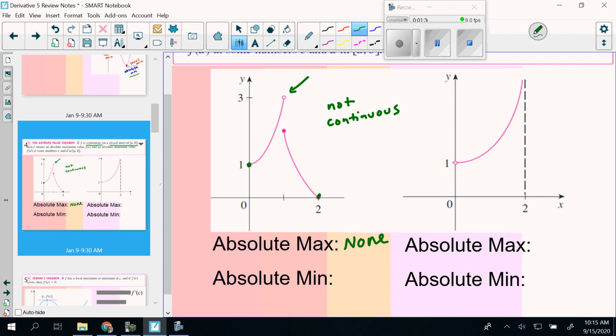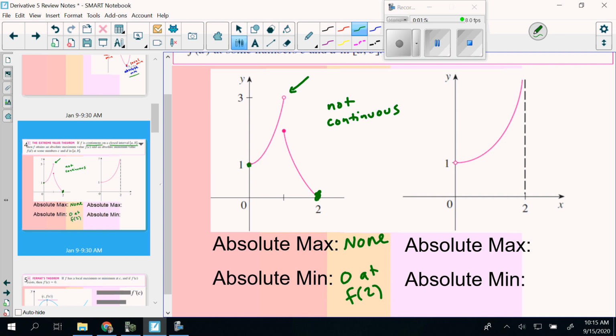Now, does this have an absolute min? Yeah, we do have an absolute min here of 0 at f(2) right here. So it does have an absolute min, but we didn't have an absolute max because it was not continuous. So you still may have them, but you're not guaranteed to have them with this theorem.